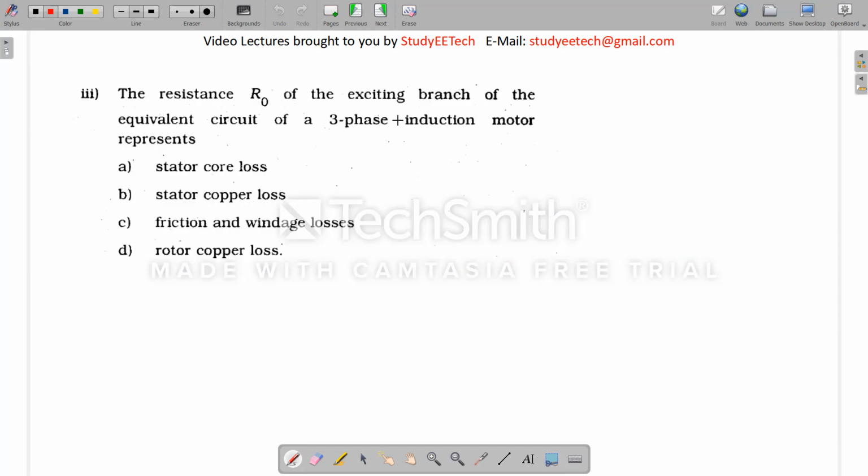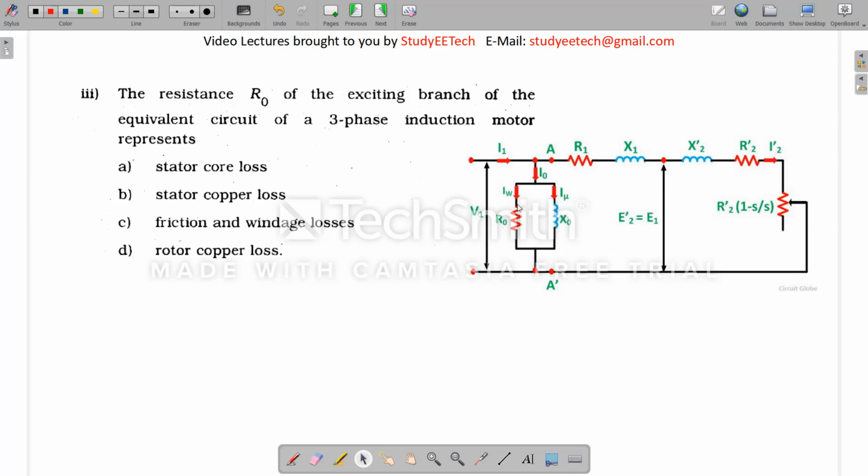The resistance R0 in the exciting branch of the equivalent circuit of the three-phase induction motor represents what? Look, let us draw the equivalent circuit of the induction motor. They are asking what this R0 is. R0 basically represents the core loss. Core loss is the hysteresis and eddy current loss. That is the core loss.